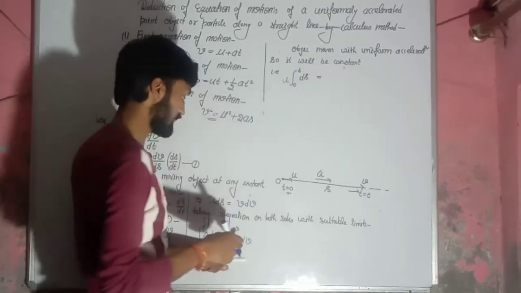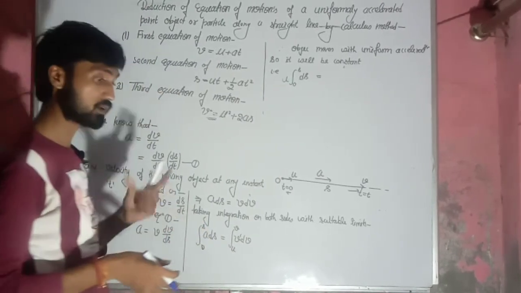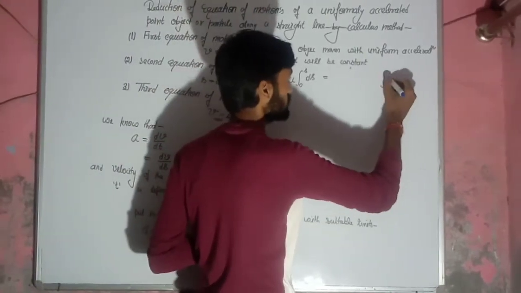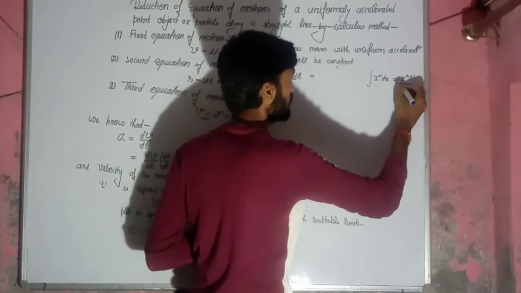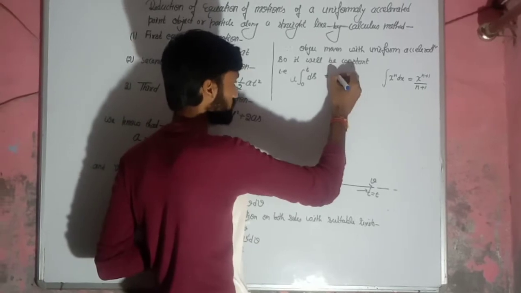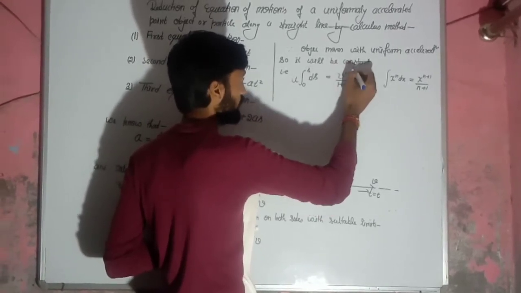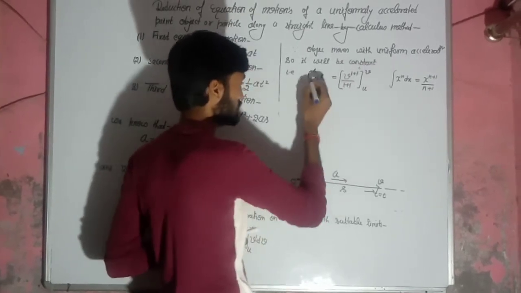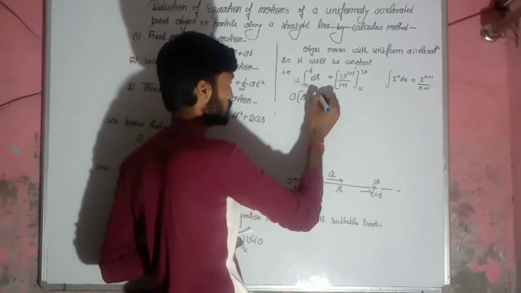Here this ds will be equal to s, and here is the integration of v. The power of v is 1, so we can apply the formula of x to the power n dx, and you know very well that integral of x to the power n dx is equal to x to the power n plus 1 by n plus 1. Applying this, the power is 1, so this will be v to the power 1 plus 1 divided by 1 plus 1, and the limit varies from u to v. Then we get this, and here the limit varies from 0 to s.